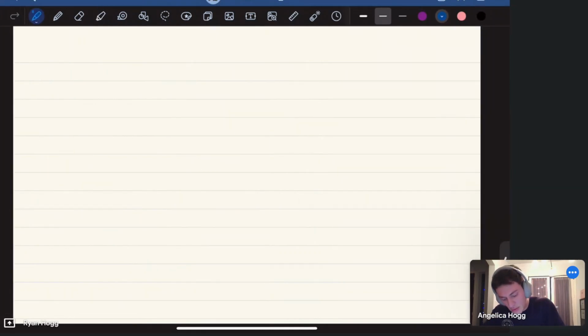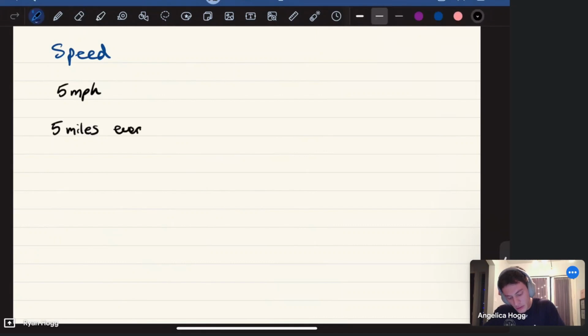Next, we have speed. So we talked about miles. That was our unit for distance. For speed, we're going to have something similar, but it's 5 miles per hour. That's what your speedometer is for your car, right? And so what that's saying is miles per hour. So you're traveling 5 miles every hour.